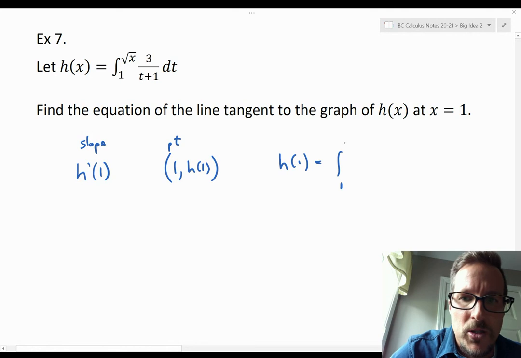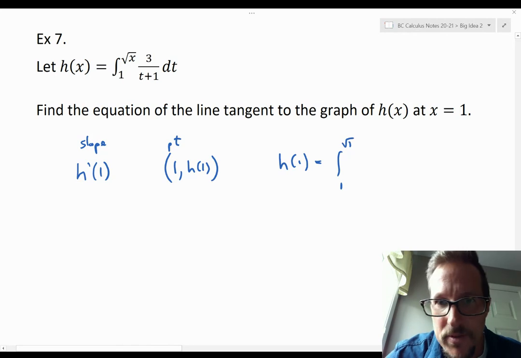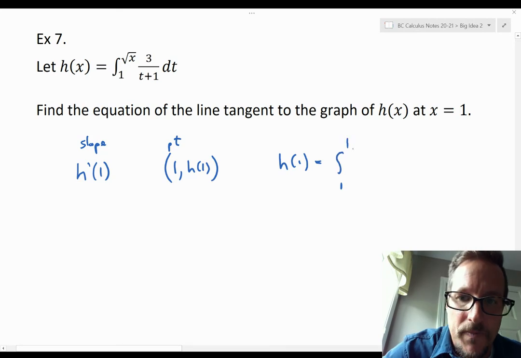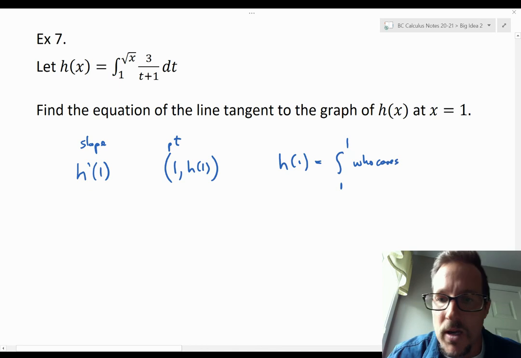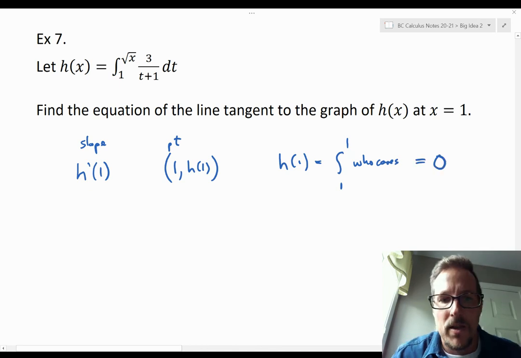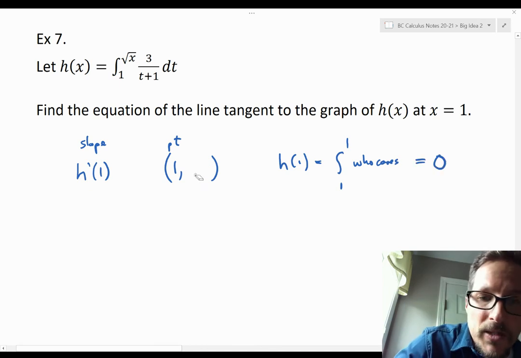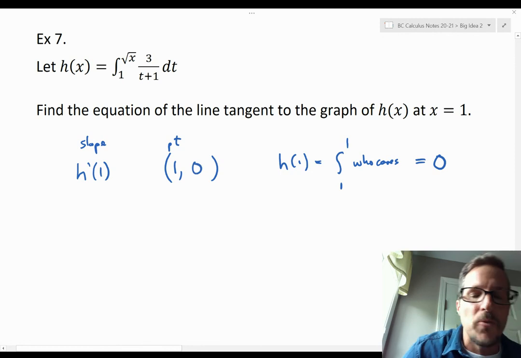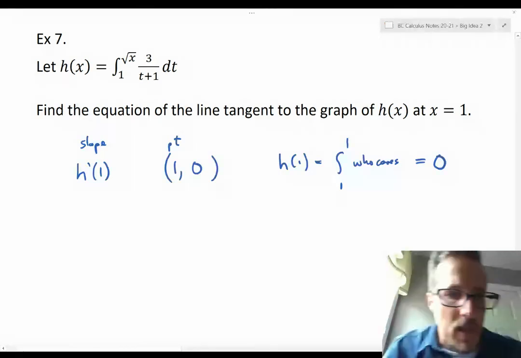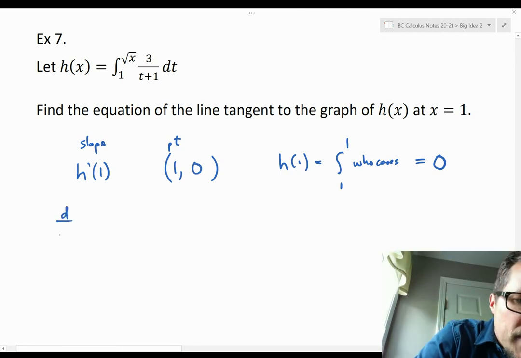from 1 to root 1, that's just 1, of who cares? What is the integral from 1 to 1? It's 0. So I know my point. My point is (1, 0). Now, how do I get the derivative? How do I get h prime? Okay, I'm going to be taking the derivative with respect to x of this integral expression, 1 to root x of 3 over t plus 1 dt.